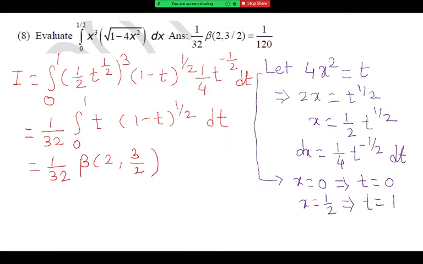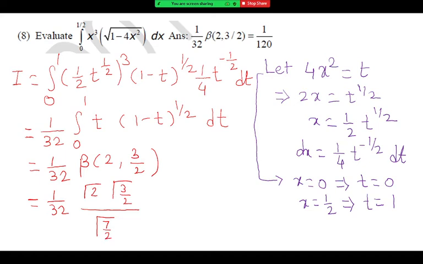Good. Okay. Now, suppose this question is of 5 marks. We have to go further here. We have to convert beta to gamma. So this 1 by 32 will be as it is. This beta 2, 5 by 2 is converted as gamma 2 into gamma 3 by 2 upon gamma 2 plus 3 by 2. Yes, anyone? 7 by 2. Correct. Gamma 7 by 2.